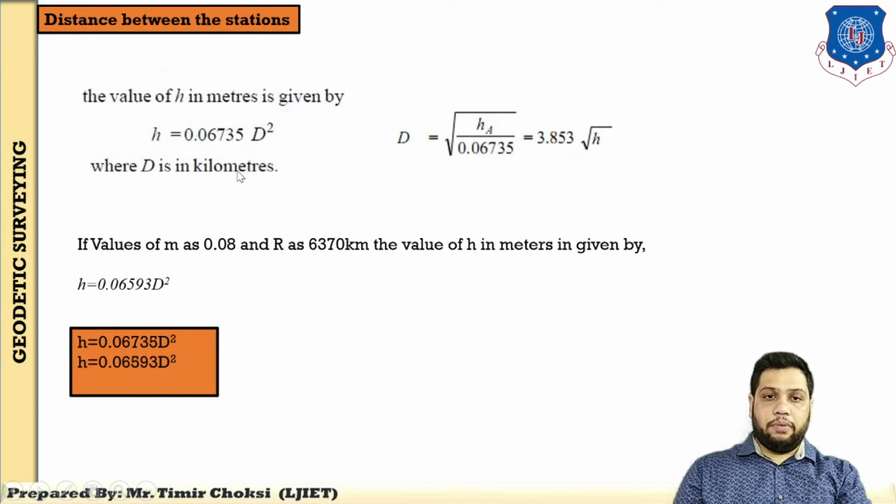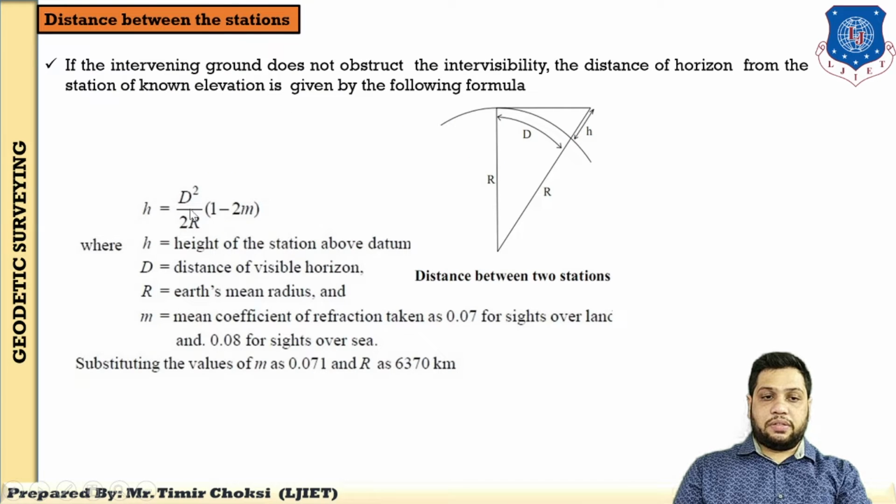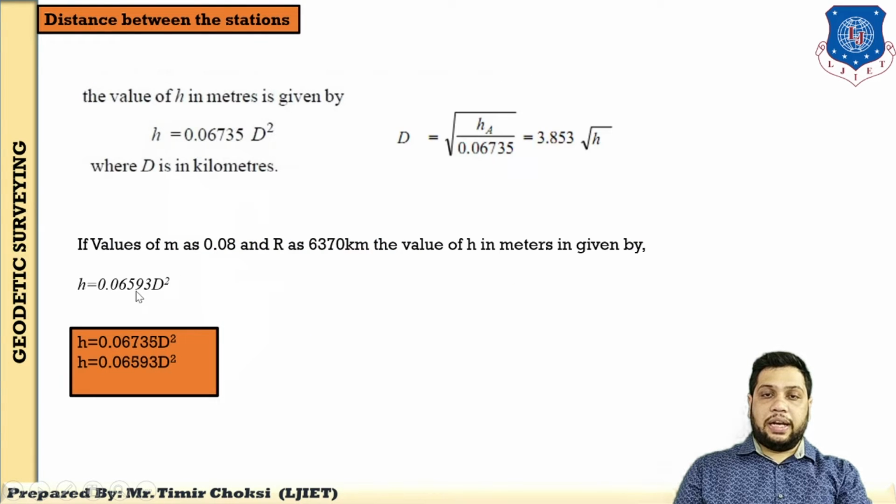Now if the value of m is 0.08 and R is 6370 kilometers, putting the values in this final equation, we get h equal to 0.06593 d square. So these are the two formulas: one is h equal to 0.06735 d square, and the second is h equal to 0.06593 d square.